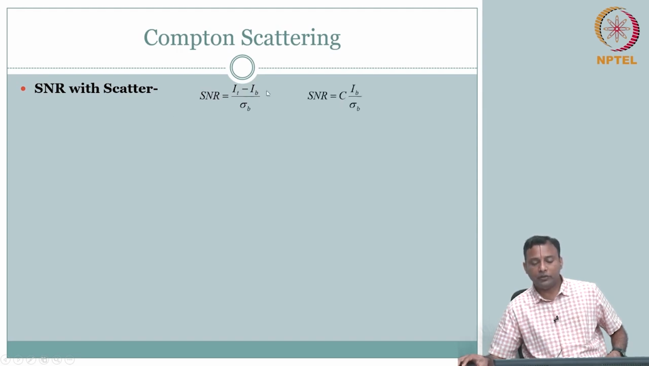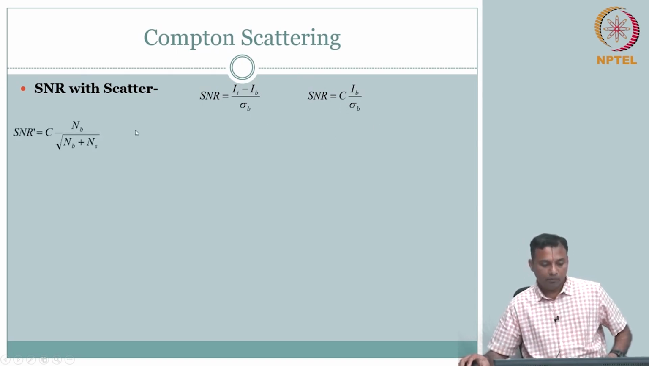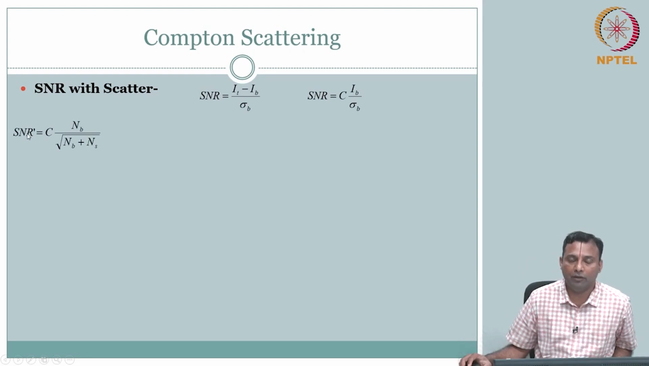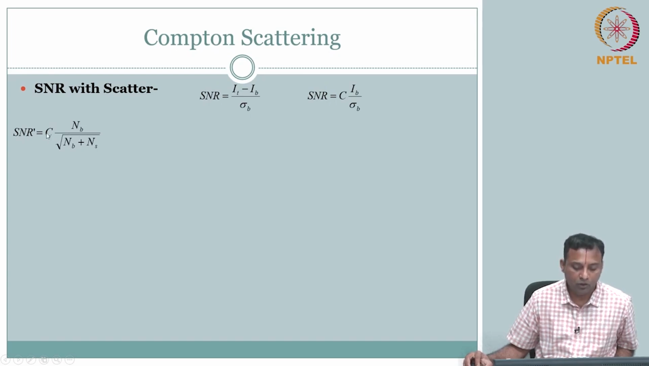If you introduce the scatter, we can start to write SNR in terms of local contrast. Remember this, we did it a few slides back. So, C times IB by sigma B, but my new signal to noise ratio, after the Compton scattering effects are included, will be C times NB by the square root of NB plus NS. So, you have your new signal to noise ratio in terms of local contrast.